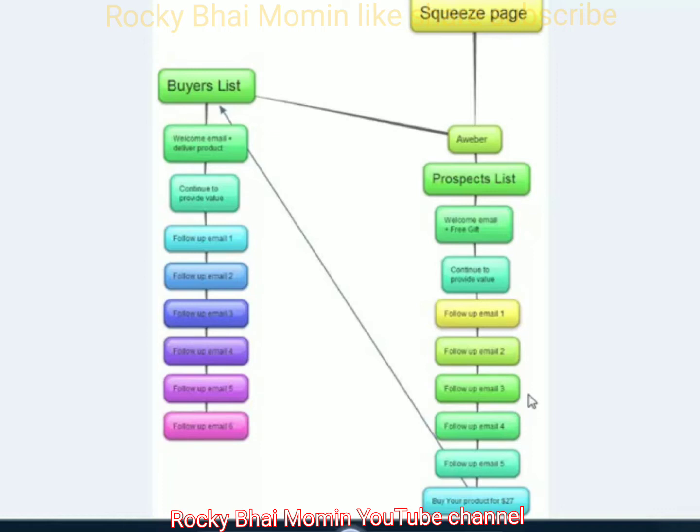So don't worry about it too much if you've only got 3 or 4 emails. If you've got the time to gradually increase your follow-up emails, maybe like one every few days, that's great, but initially don't worry about it too much. 3 or 4 will be fine to start with, and the same for your buyers list.